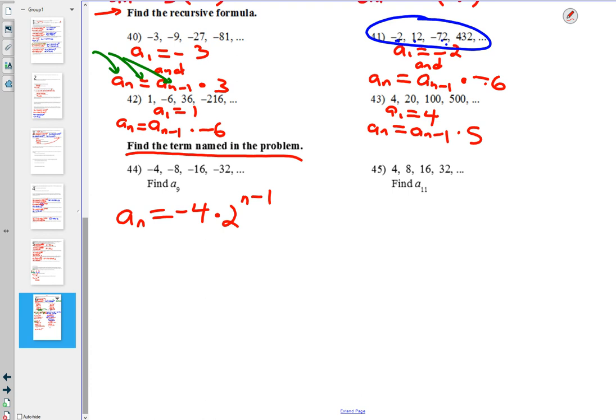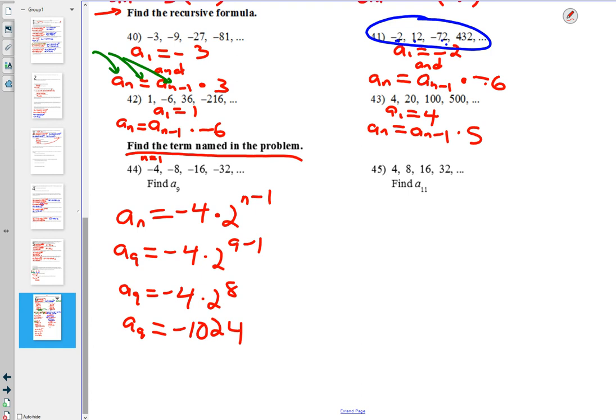When you're not told otherwise, we assume that this first number is n equals 1. So now to find a sub 9, all I have to do is plug in a 9 for n. So a sub 9 is equal to negative 4 times 2 to the power of 8. A sub 9 is equal to, ready, set, calculate. Negative 4 times 2 to the power 8. I'm getting negative 1024. Anyone dispute that? That would be the 9th number.